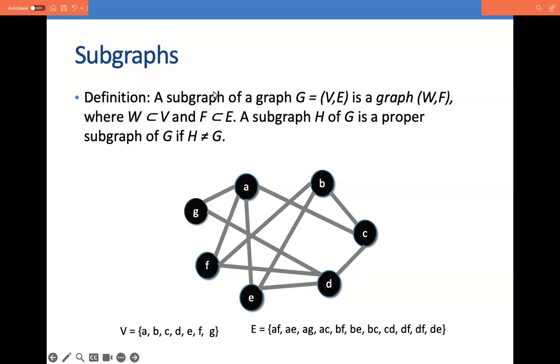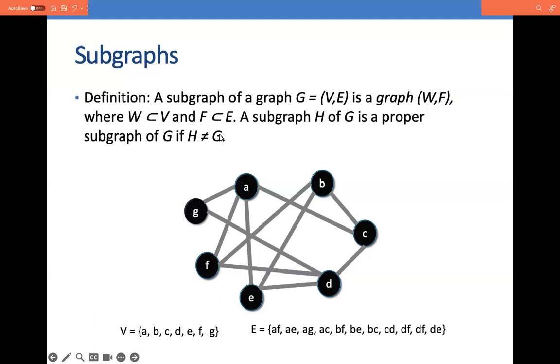A subgraph of a graph G consisting of a set of vertices V and a set of edges E is a graph consisting of a set of vertices W and a set of edges F, wherein W is a subset of V and F is a subset of E. A subgraph H of G is a proper subgraph of G if H is not equal to G.